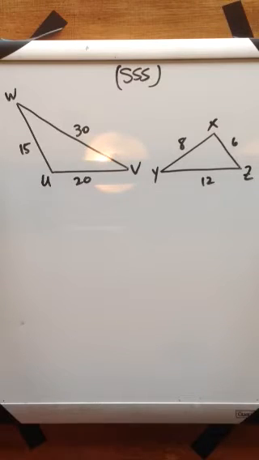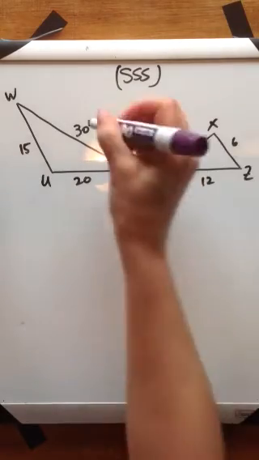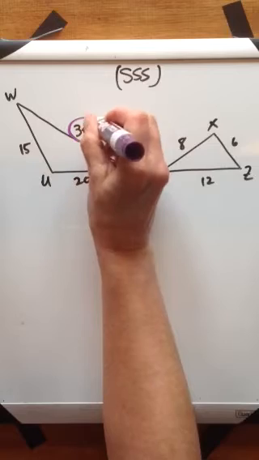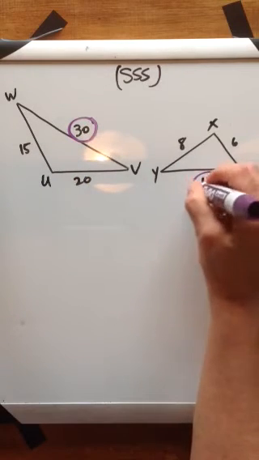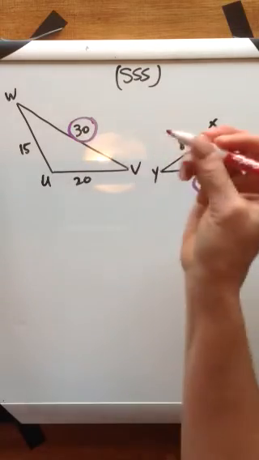But what I want to do if I'm proving side-side proofs is the first thing I want to do is identify, I'm going to call it the Papa Bear side, or the side that has the largest value. And so when I look at these two triangles, I notice that 30 is the longest side length for this one, and 12 is the longest side length for this one. Let's now look for the Mama Bear sides.